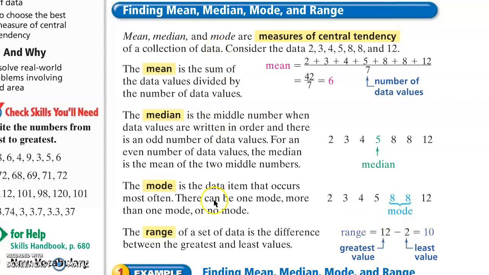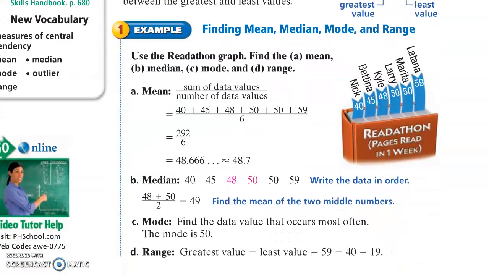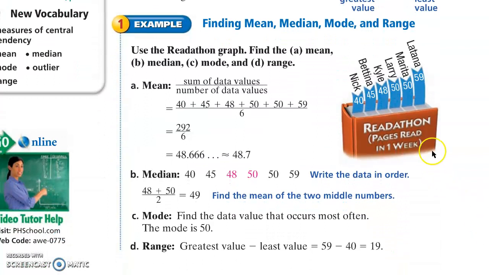So we can use these examples to try to find mean, median, mode, and also range. Okay? So let's look at example 1. Use the readathon graph to find the mean, median, mode, and range.